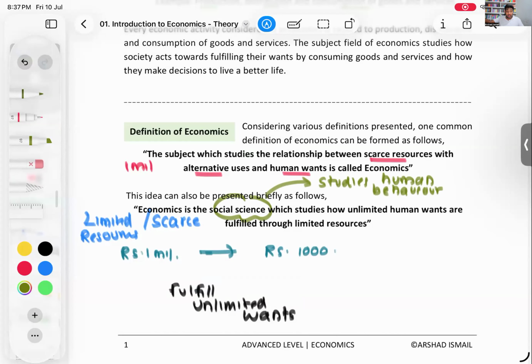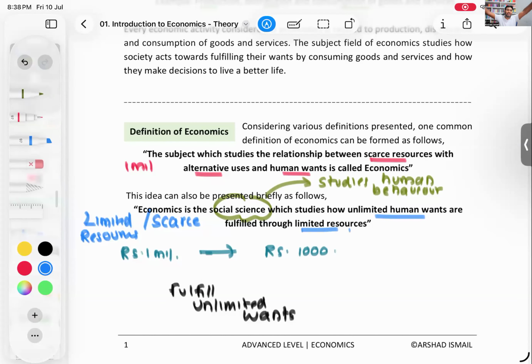If you take science, you can divide it into social science and natural science. Things like biology and chemistry are called natural sciences. Now take a subject like psychology, where you study how people think, how their brain works. Those are called social sciences. So economics is a social science. It studies how people, how governments, how businesses think. So economics is a social science which studies how unlimited human wants are fulfilled through limited resources.